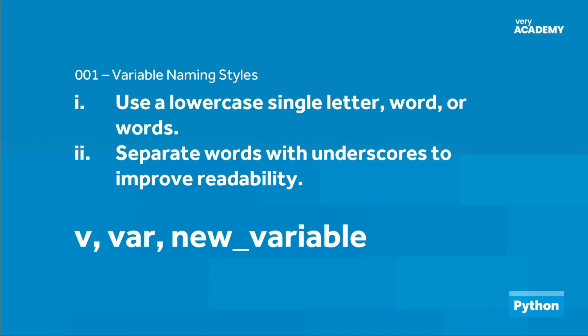Typically the conventions that you might want to follow when naming your variables is to use lowercase single letter, word or words. The type of formats you might see for naming variables is this format here. So either just a single letter, a single word, or words separated by an underscore. Now, in addition to that, what you might also see is a kind of camel case format. So let me quickly show you that.